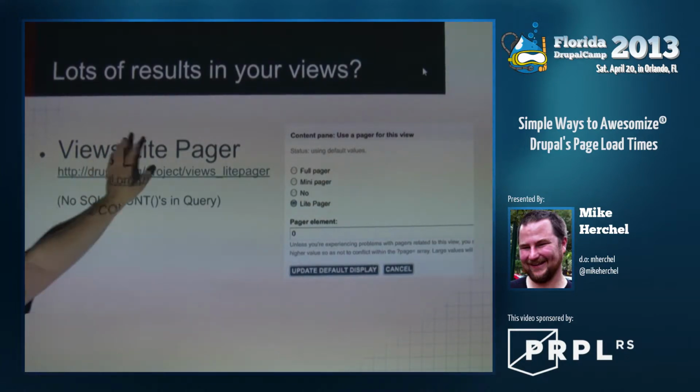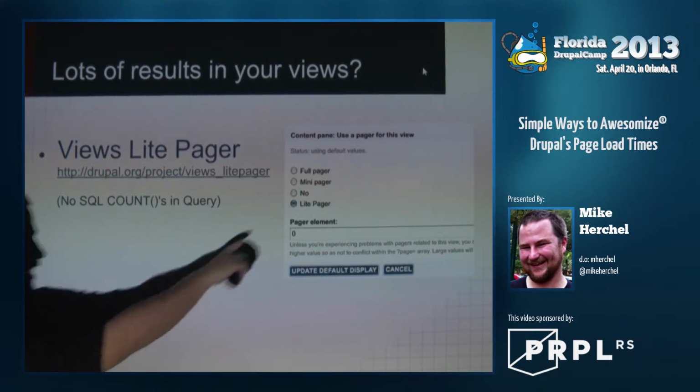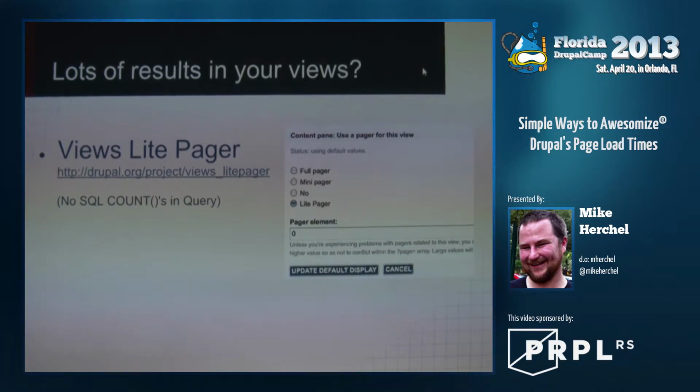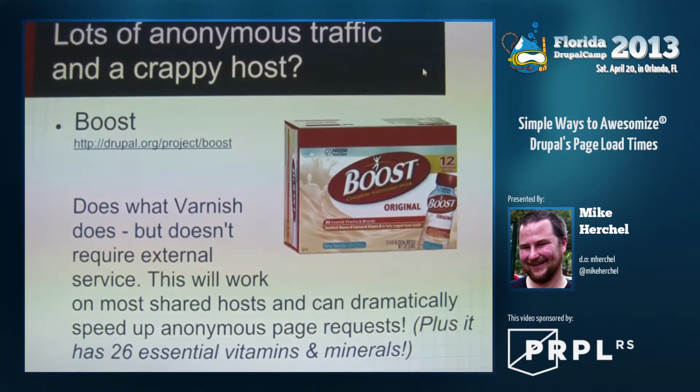So Views Like Pager is a module. It adds this little option right here, and what that does is it just doesn't do that. So you have a next and previous button on there, but it doesn't tell you you're at page 2 of a million or anything like that. That's a simpler SQL query. It's faster. All right.